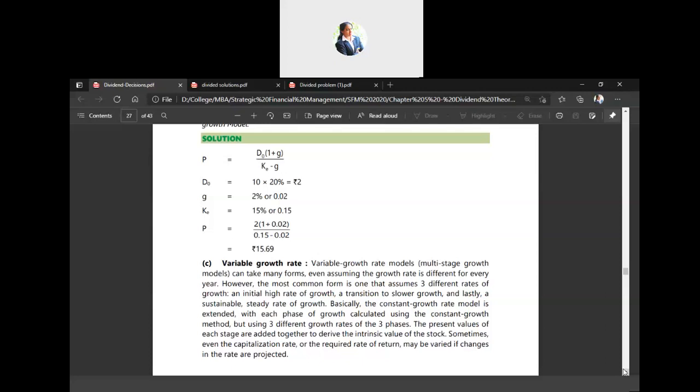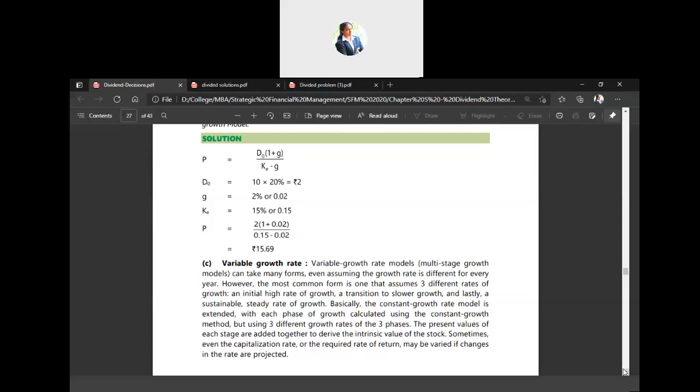When the company is very well settled, and has invested in everything that is necessary, it goes for a sustainable steady rate of growth, wherein the company definitely earns the value and the shares will have a very good dividend, but year by year there shall not be any increase in the dividend. So variable growth models can take many forms, even assuming the growth rate is different for every year. But the most common form assumes three different rates of growth: an initial high rate of growth, a transition to slower growth, and lastly a sustainable steady rate of growth.